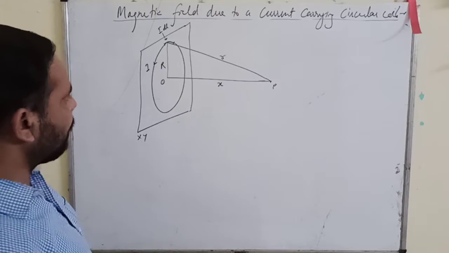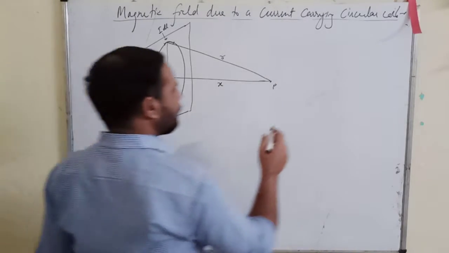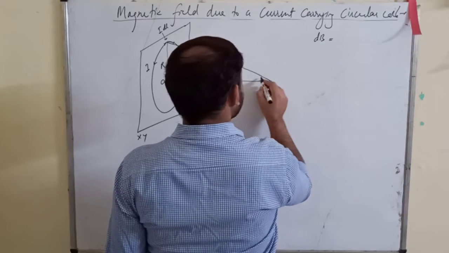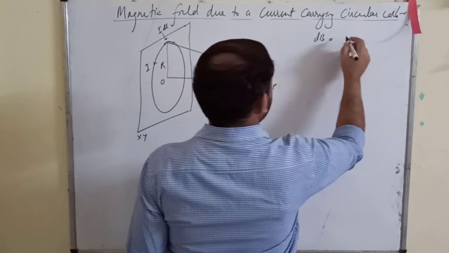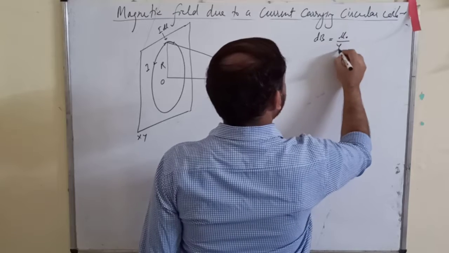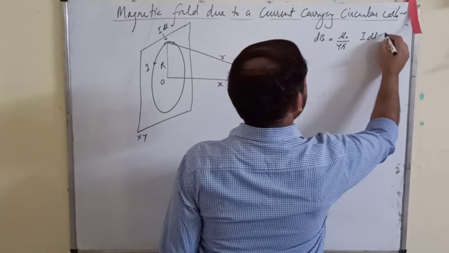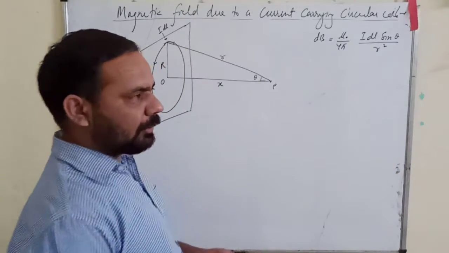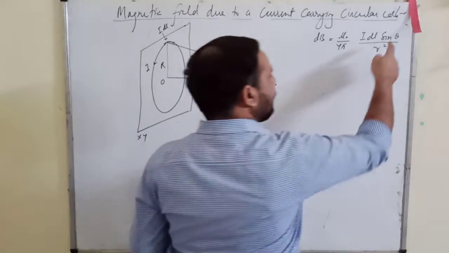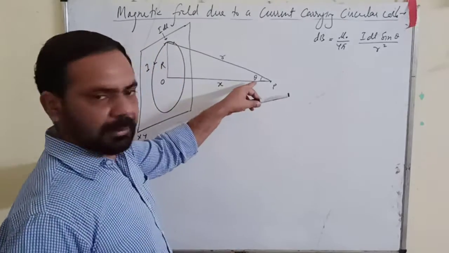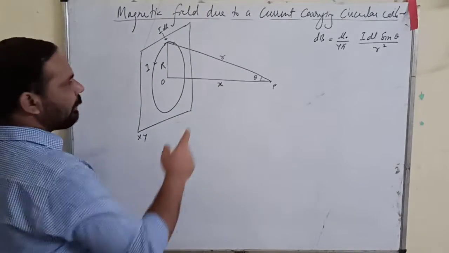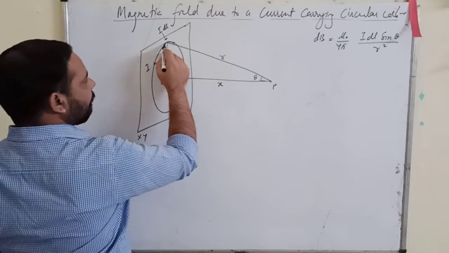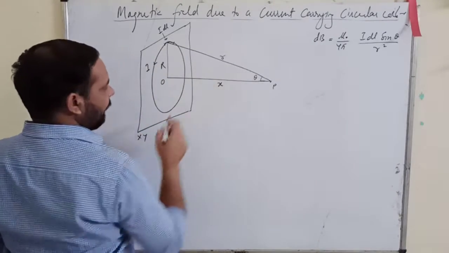Alright, so first of all, how much will be the magnetic field at P? Suppose this angle is theta. dB is equal to mu naught upon 4 pi IDL sine theta upon R square. Now this theta is not this angle. It is the angle between IDL vector and R vector. This is IDL vector and this is R vector.